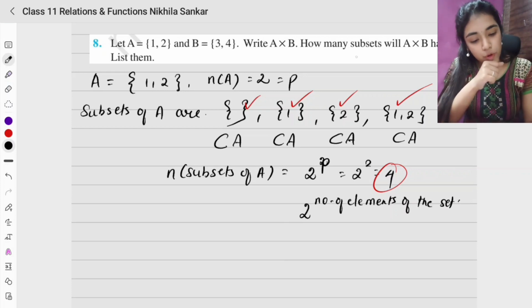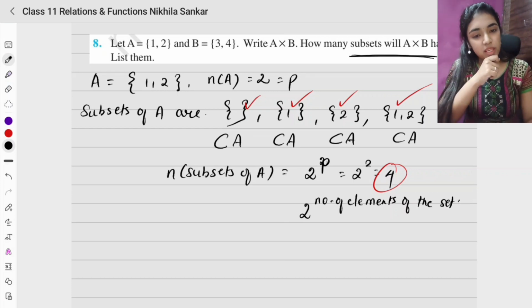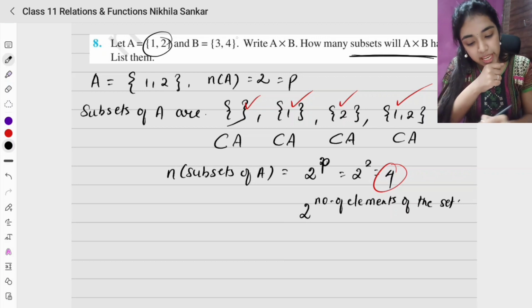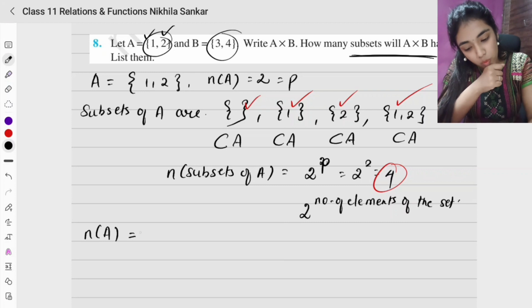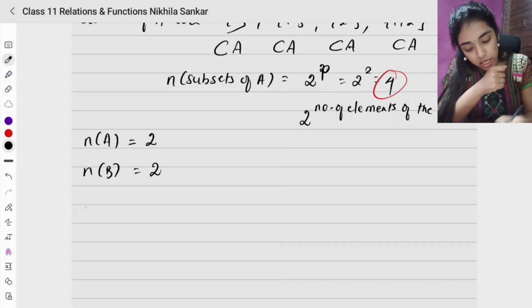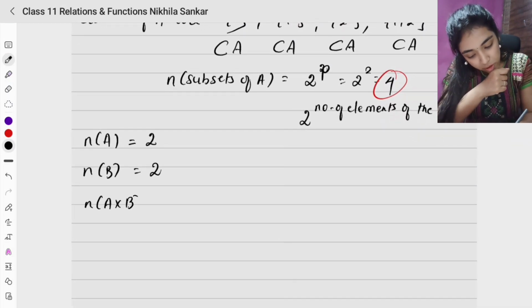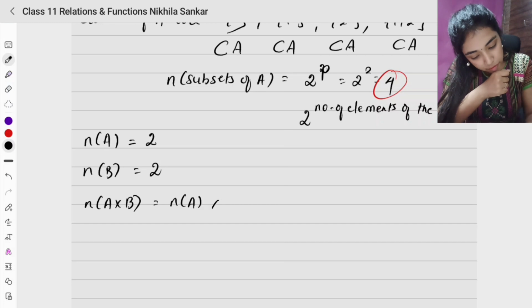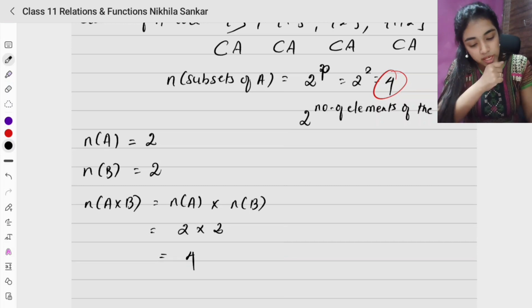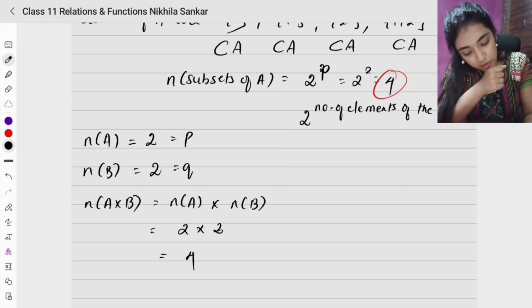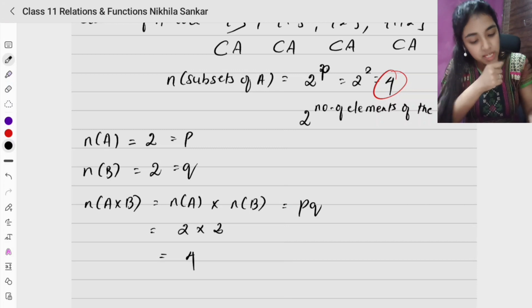Correct? Now, I am going to find out how many subsets A cross B will have. So, first of all, what is given? A is given, B is given. Okay. So, number of elements of A is going to be, I have 1, 2, so 2. Number of elements of B is going to be 1, 2, so it is going to be 2. Now, number of elements of A cross B equals number of elements of A multiplied by number of elements of B, which is going to be 2 into 2, which is going to be 4. Okay, so for example, if I take this to be P, if I take this to be Q, this is going to be P times Q.